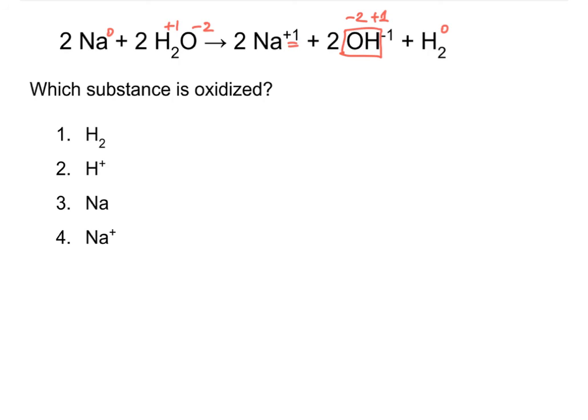Oxidation state of sodium is increasing from a 0 to +1, so the sodium atom is getting oxidized. And we can see that hydrogen goes from +1 to a 0. So if there was a question about what has been reduced, we would say that H plus 1 is getting reduced.